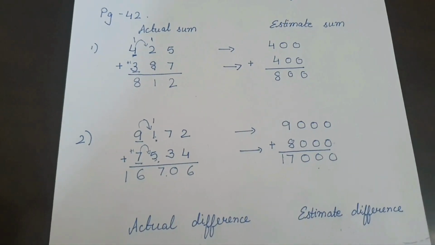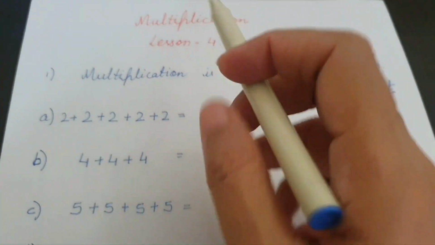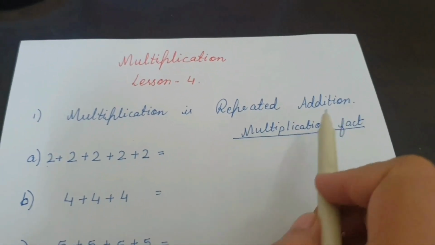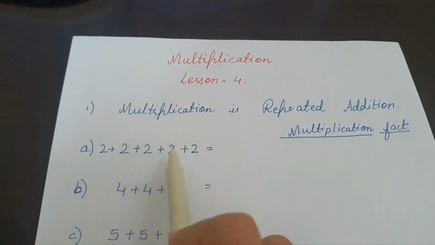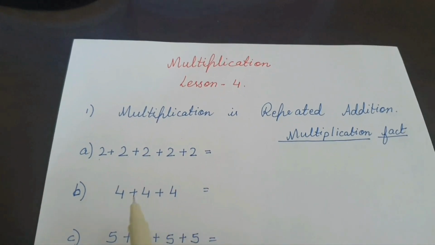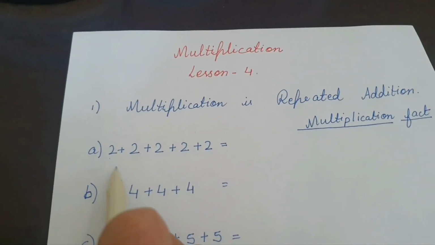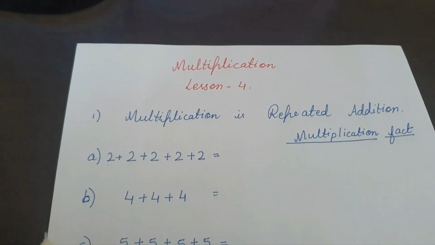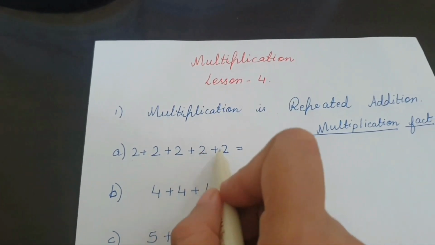Okay students. Now let us do lesson 4, multiplication. Multiplication is basically repeated addition. Repeated addition means it's a short way of finding the sum when all the addends are the same, is called multiplication. Now you can see here, I have written 2 plus 2 plus 2 plus 2 plus 2. How many times is 2 written? 5 times. If we add them, we get the answer 10.